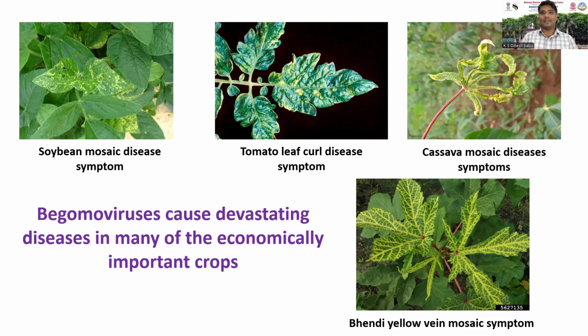And again, everyone knows about the tobacco mosaic virus also, but this does not come under the begomoviruses. That is a different kind of RNA virus. But today we are going to see some of the symptoms that are elicited by begomoviruses only. The same begomoviruses have the capacity to induce these kinds of mosaic symptoms. How were these mosaic symptoms elicited in different crop species?